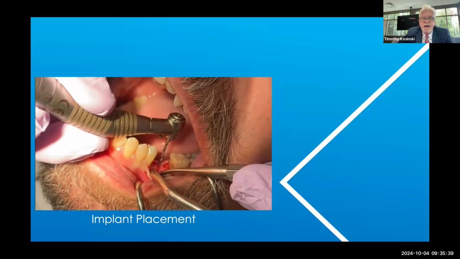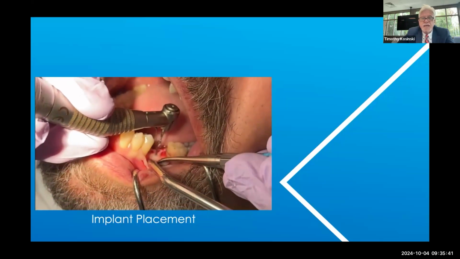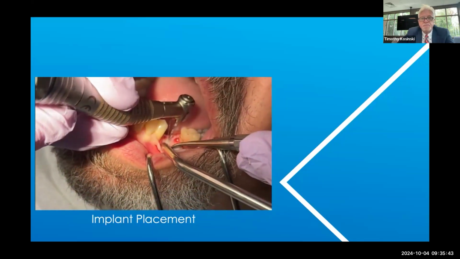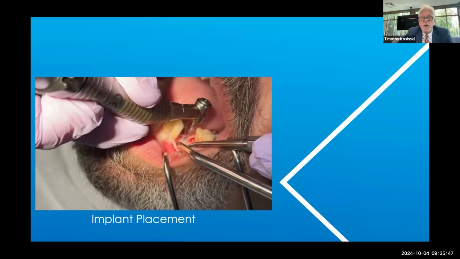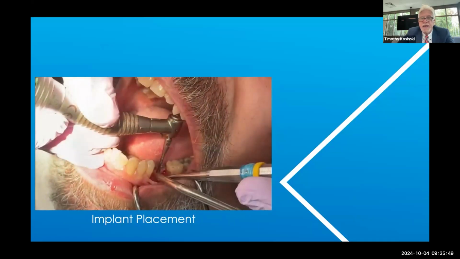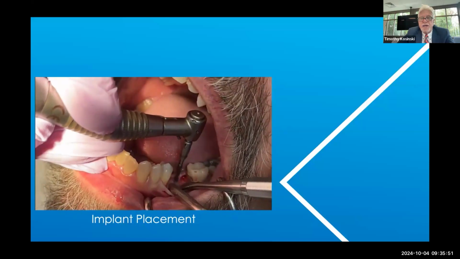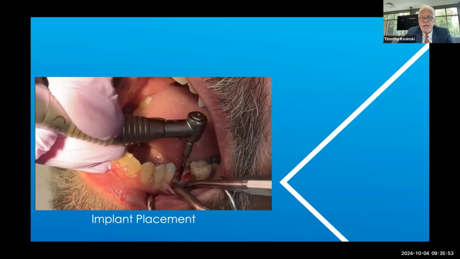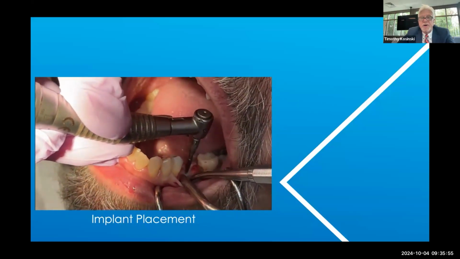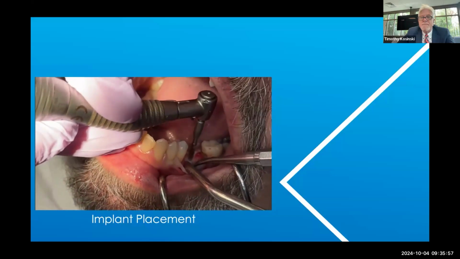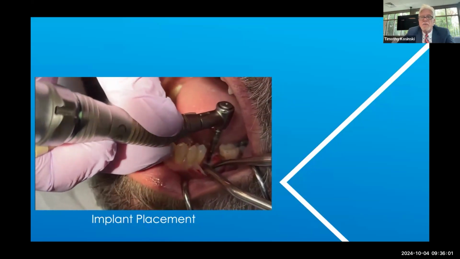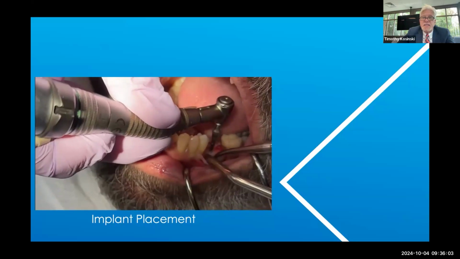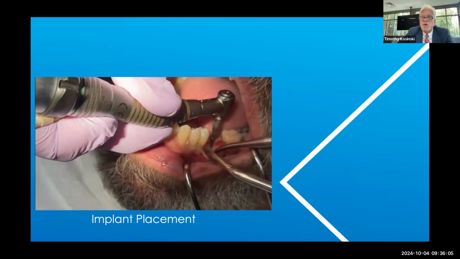We're taking a pilot burr, which is a small diameter burr, to make my initial penetration through the cortical plate. And you can see I'm working a little bit hard here. Taking a 2.4 pilot burr to create my mesial distal buccal lingual direction. I will use the apices of the adjacent teeth, radiographically, to determine my width.